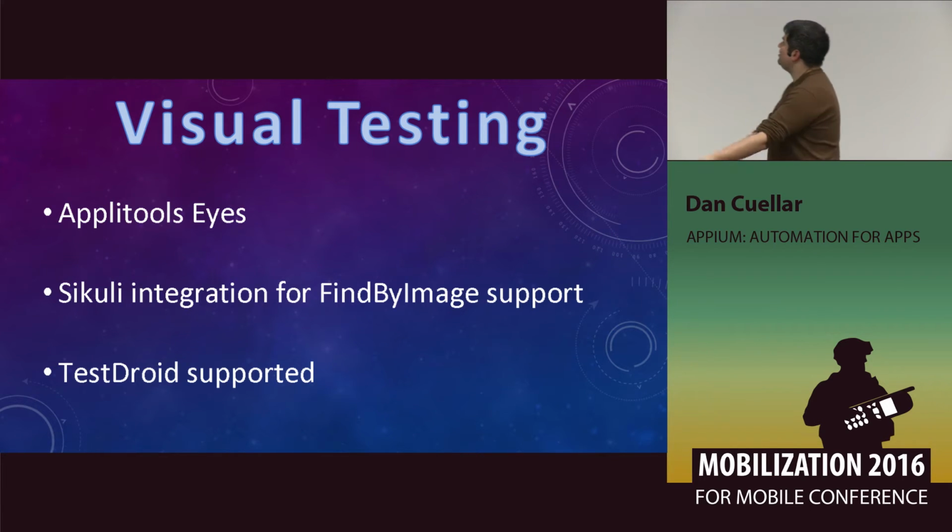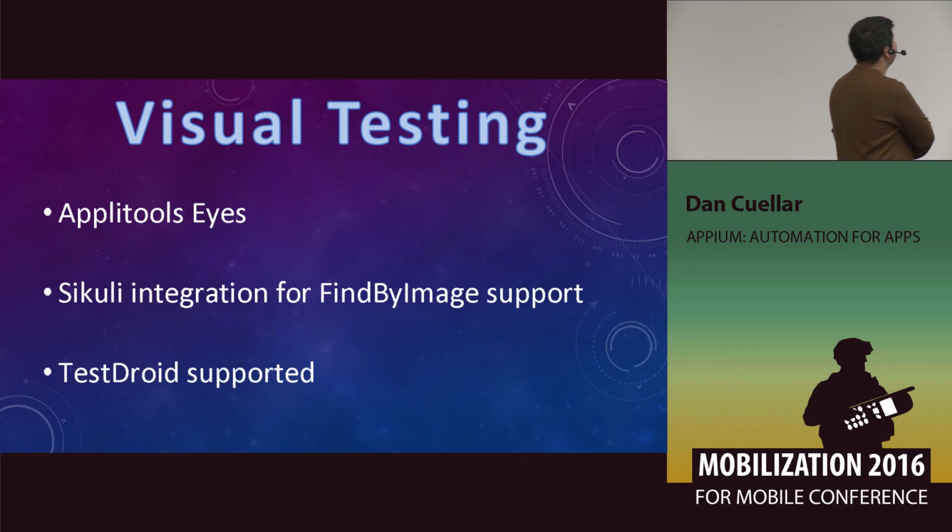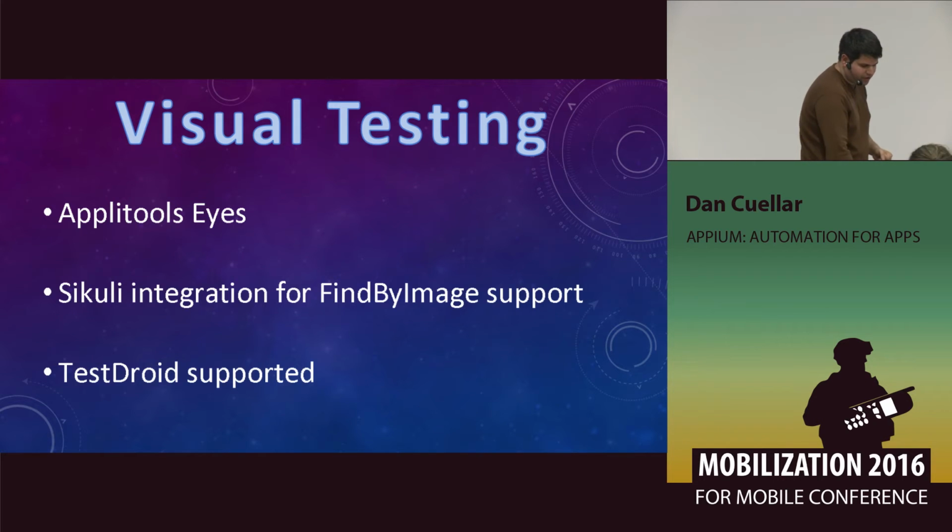I don't get paid to endorse this stuff or anything, but if you ever want to look into visual testing, Appium is supported by Applitools, which is a really cool visual testing framework. It is proprietary, though, so you have to pay some money, but it's worth checking out. If you don't want to pay any money, Sikuli integration also works. I don't have a link, but there's an Appium forum post about how to use Sikuli to find by image in Appium. Kind of fun. And then I don't know why I listed TestDroid. I think I copied the wrong thing.